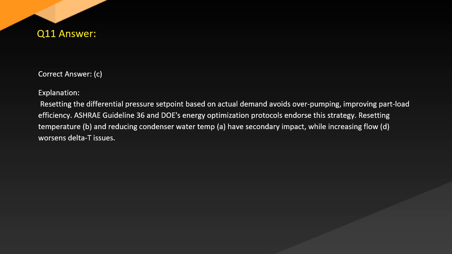Answer. Correct answer: C. Explanation: Resetting the differential pressure setpoint based on actual demand avoids overpumping, improving part load efficiency. ASHRAE Guideline 36 and DOE's energy optimization protocols endorse this strategy. Resetting temperature (B) and reducing condenser water temperature (A) have secondary impact, while increasing flow (D) worsens delta T issues.